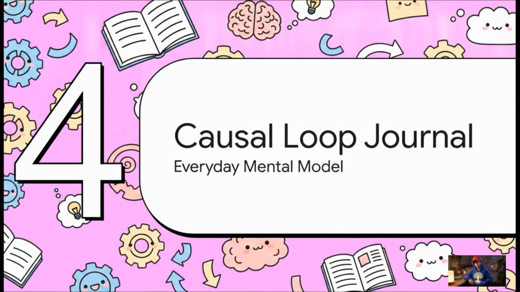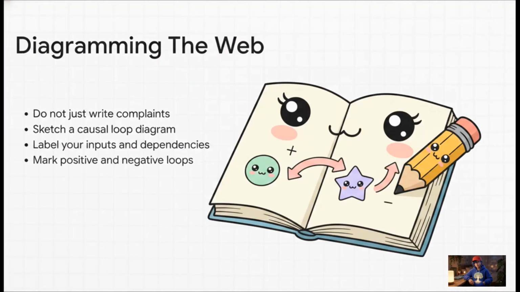Let's put this into practice in section 4, the causal loop journal. Whenever you run into a persistent hurdle, whether it's with studying, your finances, or your workflow, do not just write down a depressing text-based list of complaints. Seriously, grab a notebook and literally sketch this out. Draw pictures, map it out, transform those abstract frustrations into a tangible causal loop diagram. Label your inputs, connect the dependencies, and explicitly mark those positive or negative feedback loops. Forcing your brain to see these connections visually as an actual picture totally changes how you tackle the problem.